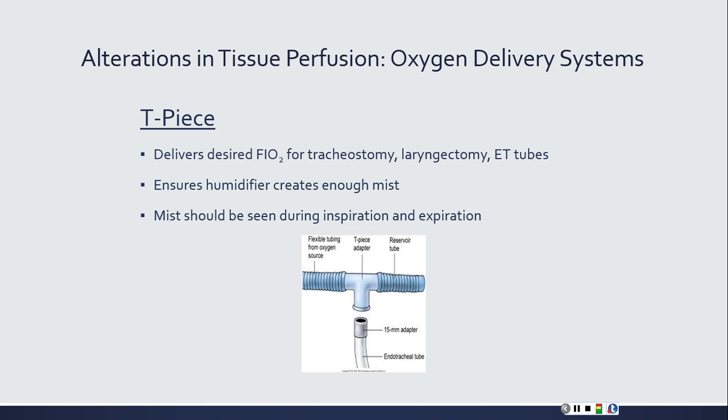Now, one thing is you want to make sure that you ensure humidification. With this patient, with any type of tube, particularly, well, for one, they're bypassing what? They're bypassing that upper respiratory system. They're bypassing the body's natural humidification and warming mechanism. So you've got to provide that. Mist should be seen during inspiration and expiration on these.